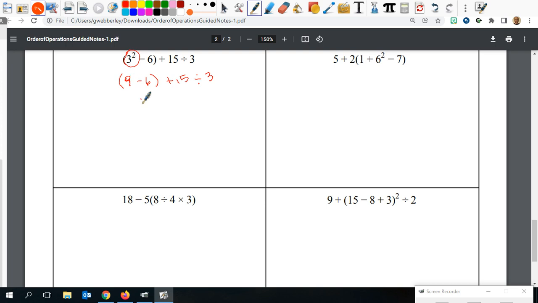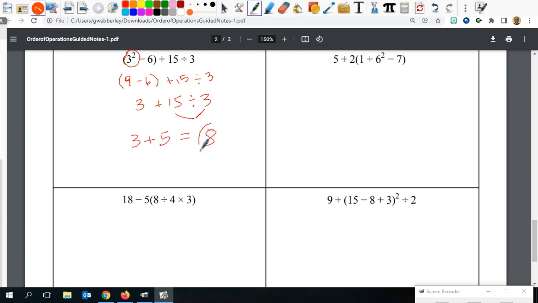Do I need parentheses still? No, they're not necessary now because it's just a number. So I can just say 3 plus 15 divided by 3. Okay, do I add 3 and 15? No, got to divide first. Over there, 15 divided by 3, so it's going to be 3 plus what number? 5. So final answer, 8.